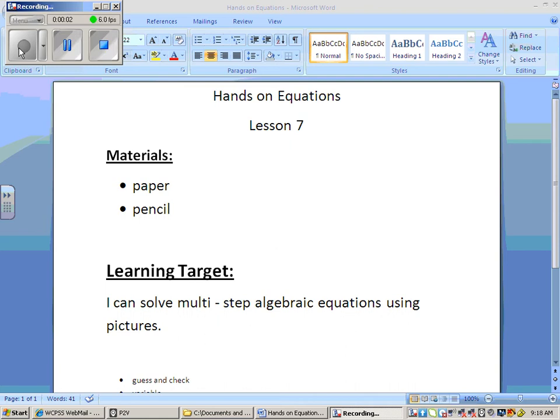Okay, this is lesson 7 of Hands-On Equations, your final lesson that you need to complete in order to get full credit for compacting out of the lessons in the classroom. Once you finish this lesson, you need to make sure that you complete the lesson 7 worksheet, as well as there's a post-test posted on the website right after that you need to complete. And then you can turn everything in from lessons 1 through 7, including the pre-test and the post-test.